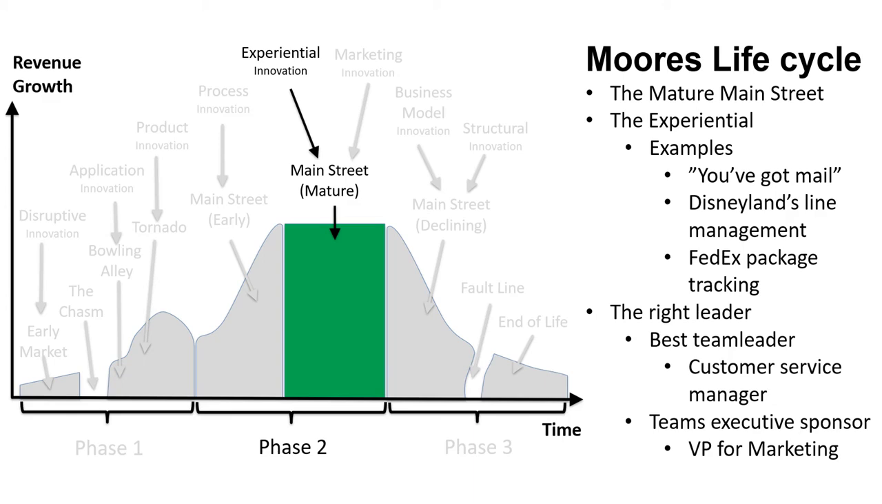The right team leader is a customer service manager, and the ideal sponsor is the vice president for marketing. The customer service manager can find the superficial modifications that make the existing product or service more appealing than the competitors. The vice president for marketing has enough power to support the superficial modifications that improve the customer's experience.